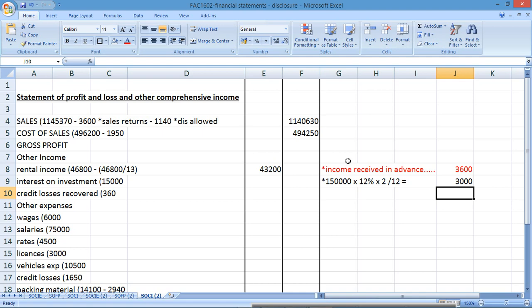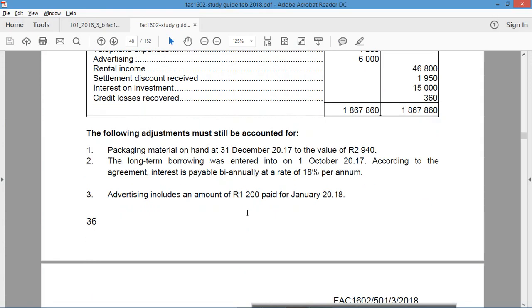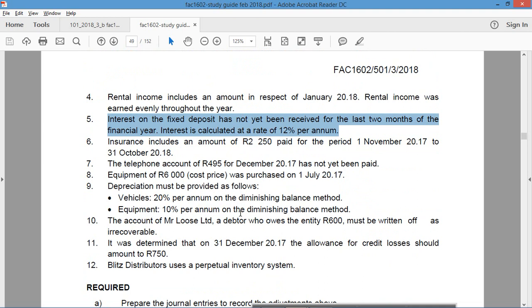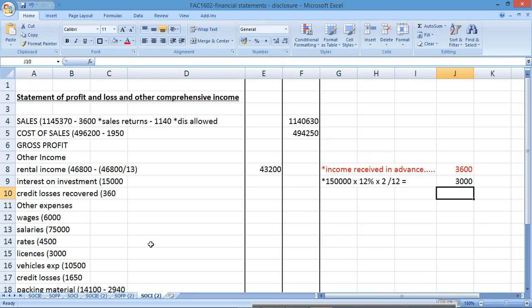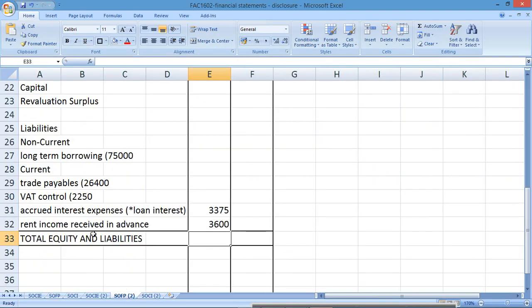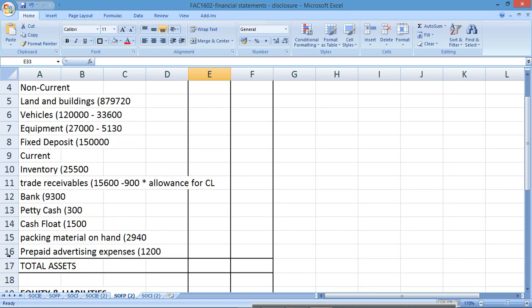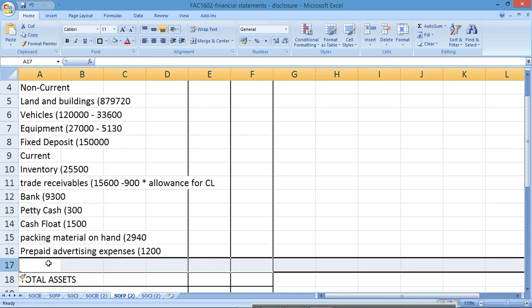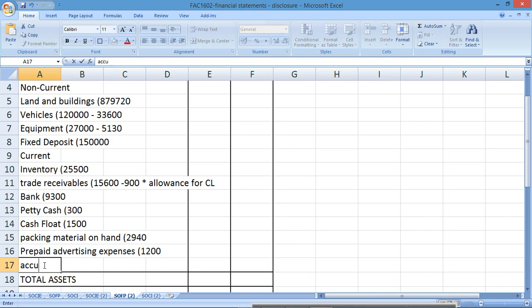So what is that 3,000 representing? It's money owing to you. Exactly. And what do we call money owing to you? An asset. Well, yes, but what's the right name for it? Accrued income. Yes. So accrued income goes here under the assets. There's no space, which is why you should keep more space in the exam. But I'll write it in there. Accrued income, bracket 3,000.